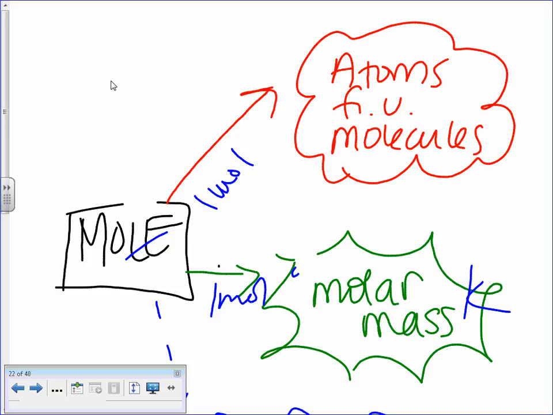Are you guys just guessing and shooting in the wind, or do you have a reason? Okay. It has to cancel. What has to cancel? The moles. Moles has to cancel. So tell me what goes, since we know we have moles and we're going to particles, one mole goes on the bottom. So if we're going to particles, the particles number has to be on top. So Avogadro's number has to be on top.